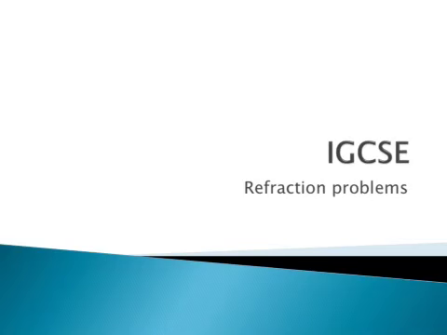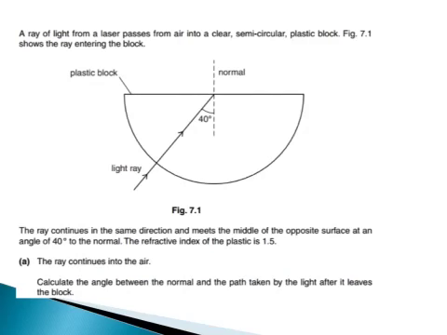Okay, this is a short clip about the refraction type questions, including total internal reflection and the critical angle. So the first question involves a semicircular plastic block as shown. We are told that the light passes from air into this block, and you can see it enters at this point here and then travels straight across to the center point, at which point it will exit the block.